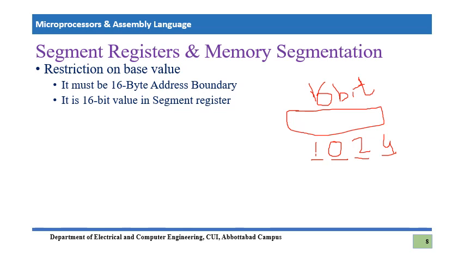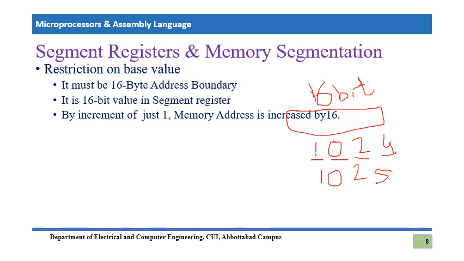If we are going to change this one number by just one unit, for example, we are going to point to 1025. That means we are just increasing by one unit, but it will result in a 16-byte address boundary, because we are talking about hexadecimal numbers. That means by the increment of just a single one, the memory address is increased by 16.